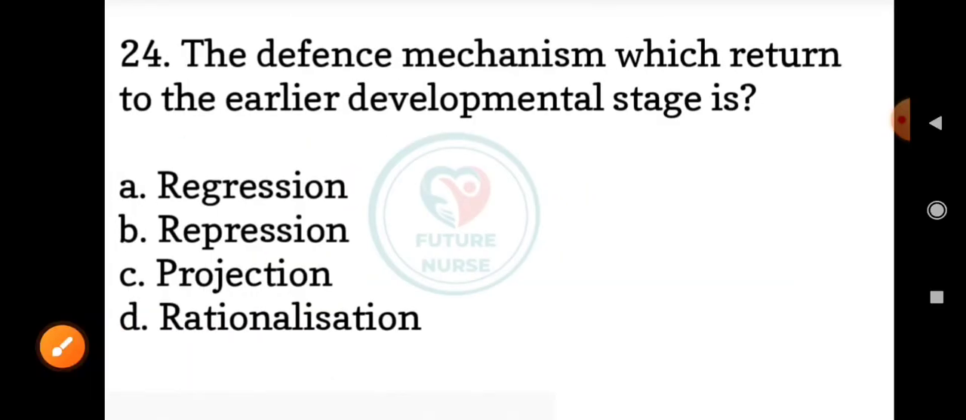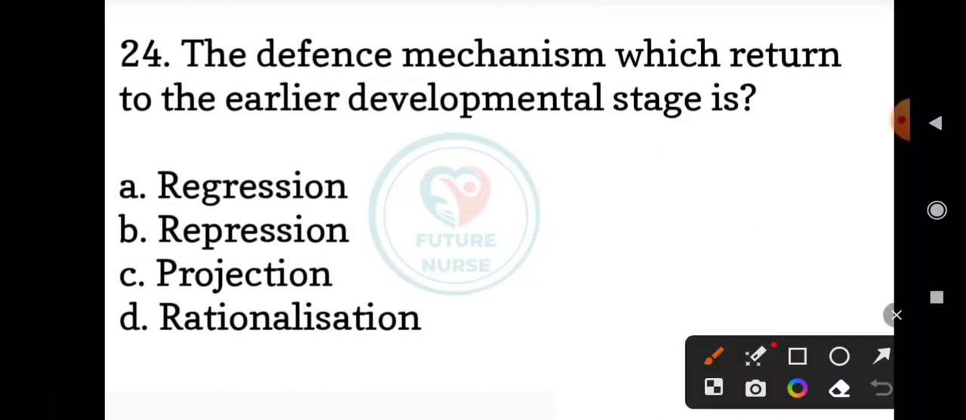The defense mechanism which returns to the earlier developmental stage is, so the options are regression, repression, projection, rationalization. So the correct answer is regression.